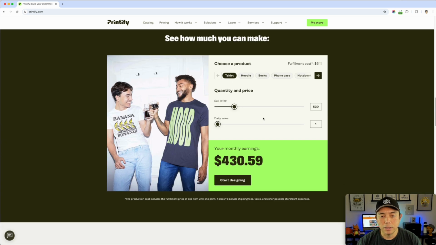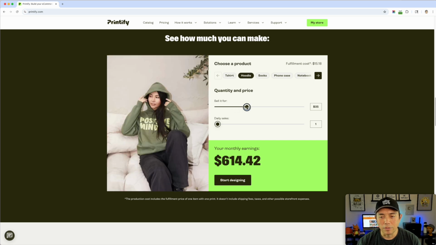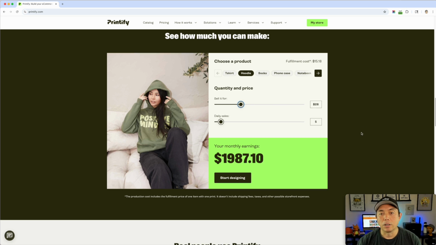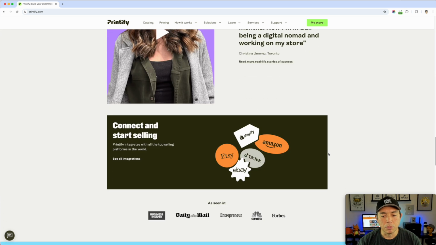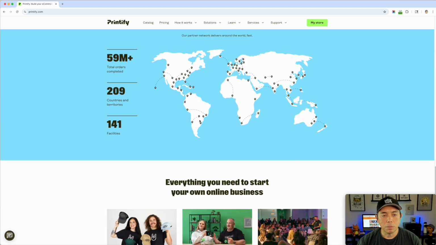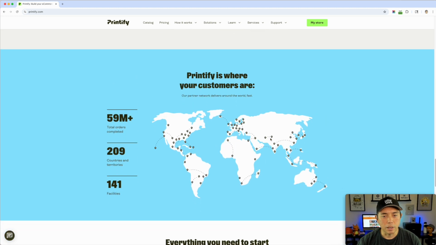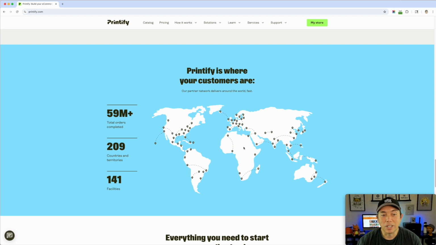But yeah, you can see here what you would have to sell it at. If I sell this for $25 and do one sale a day, you could get this much money. So it's kind of cool to see this moving scale. If you sell a hoodie for $35, you could do that just by having one sale. Let's say you have 2 sales or 5 sales. The nice thing about this is the profits are a lot bigger than the all-in-one sales. And these are some testimonials of it and where they ship. Yeah, where your customers are. So if you have customers all over the world, they can handle that.